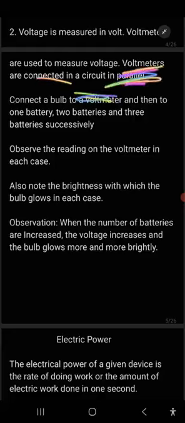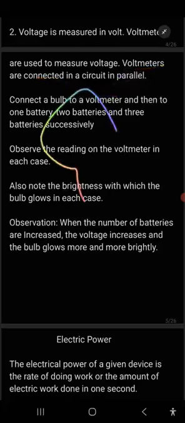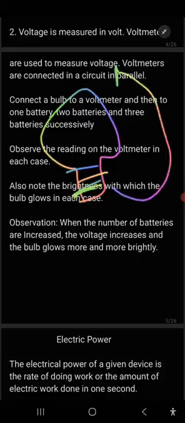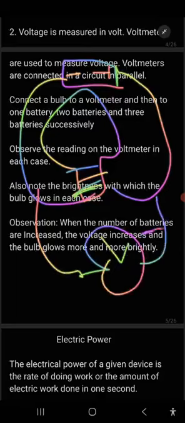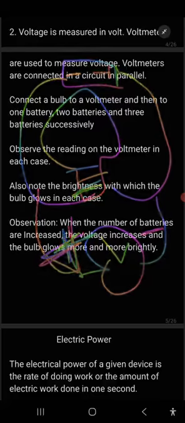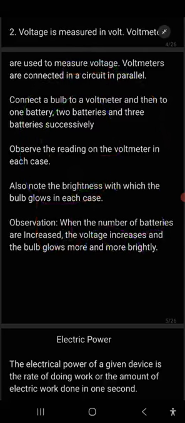There's a bulb here. From memory, I'm guessing there's a battery here, and then it goes like this. Then this goes here, and there's a voltmeter here, V. Then this will go here, minus. This will be plus. Yeah, this is basically what they're trying to convey.